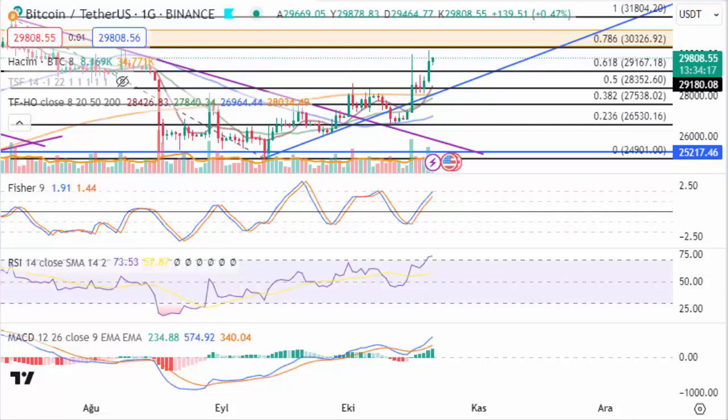Short-term wise, we don't want the 8-day moving average to cross below the 20-day moving average. This crossover can indicate a continuation of the uptrend in the short term.